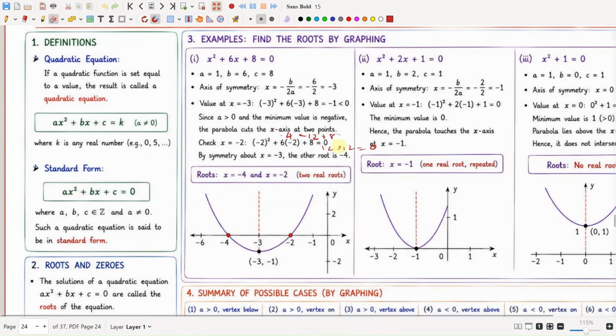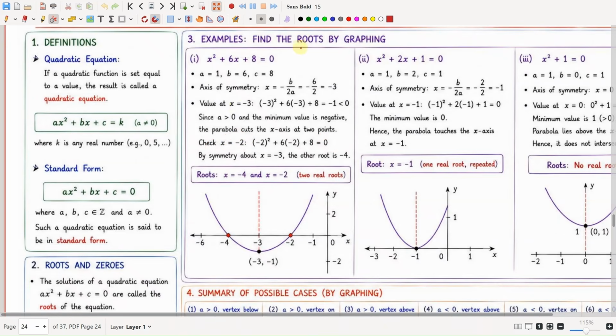So x is equal to minus 3 is the axis of symmetry. But when you take x is equal to minus 2, you will get the answer as 0. So x is equal to minus 2 is one of your roots.